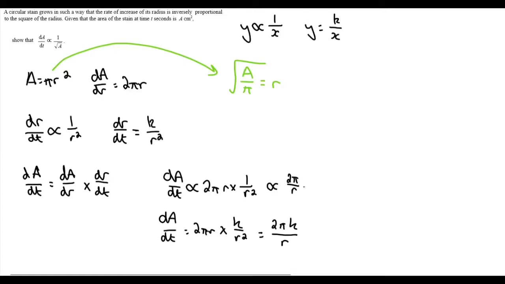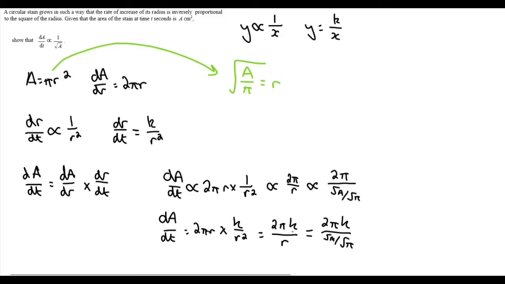Therefore, we can now make that substitution here. So this will be proportional to 2 pi over root a over root pi, because if you have a square root of a fraction, just as how you can split up the square root of a multiplication into two separate square roots together by how you do surds, you can do the same with a fraction. So this is the same as the square root of a over the square root of pi, or here this will be 2 pi k over, again, square root of a over square root of pi.